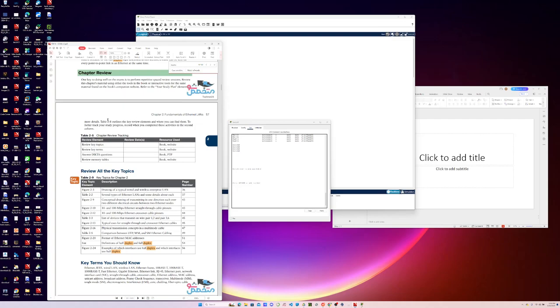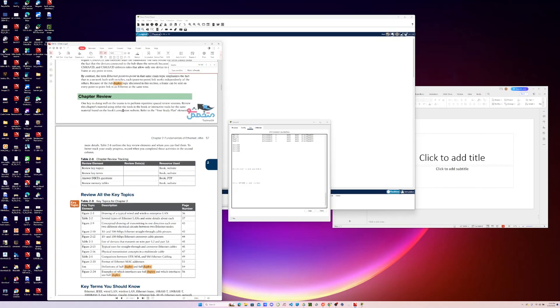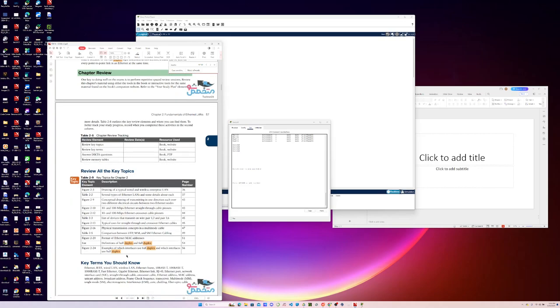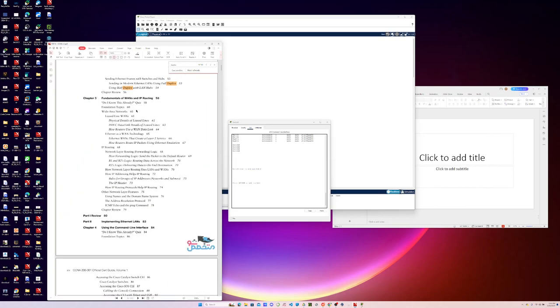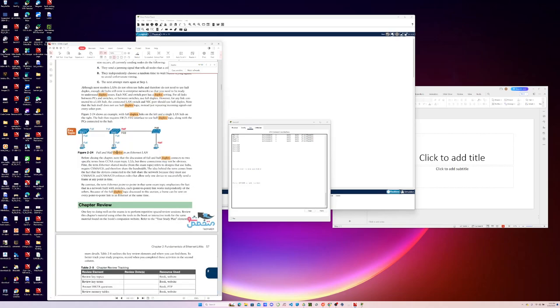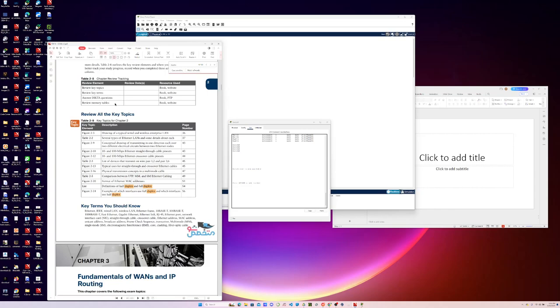The chapter review always says the same thing in this book. I expected the chapter review to give a summary of the chapter, but it doesn't. It just says this paragraph, and then it gives the tables. These are the unique parts. So the chapter review is always the tables and the key terms.